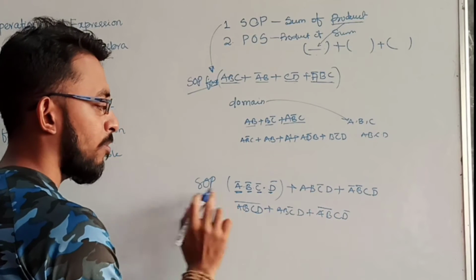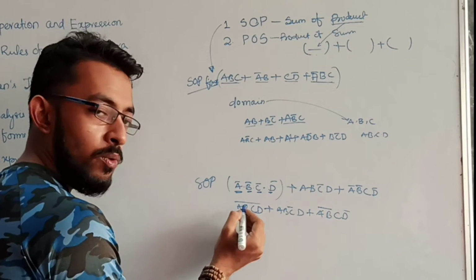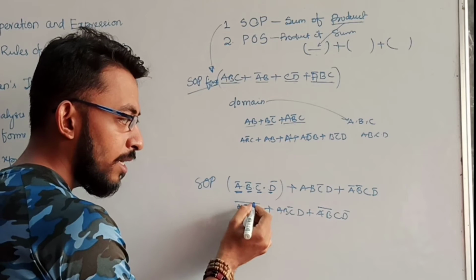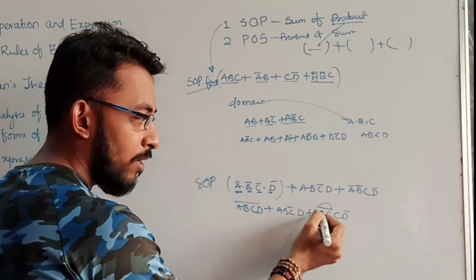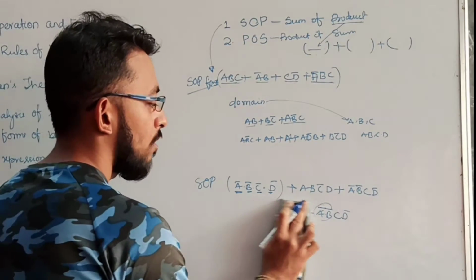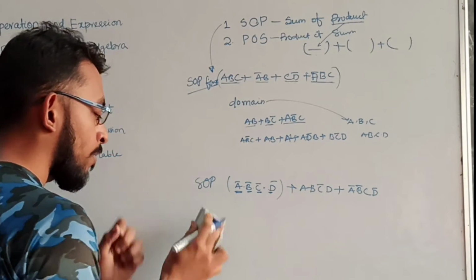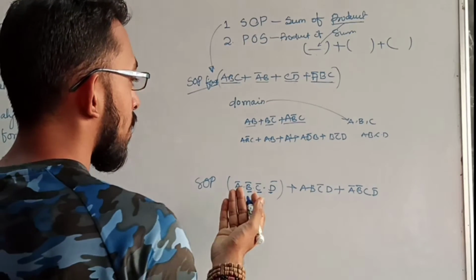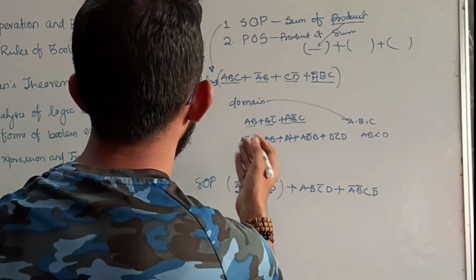It is not a sum of product form because here there is more than one variable, they are ANDed. Here also more than one variable, they are ANDed, or after they are complemented, ANDed and complemented. So it is not possible, in the sense it is not applicable for the sum of product form. So this is the representation of a sum of product form and this is the domain.